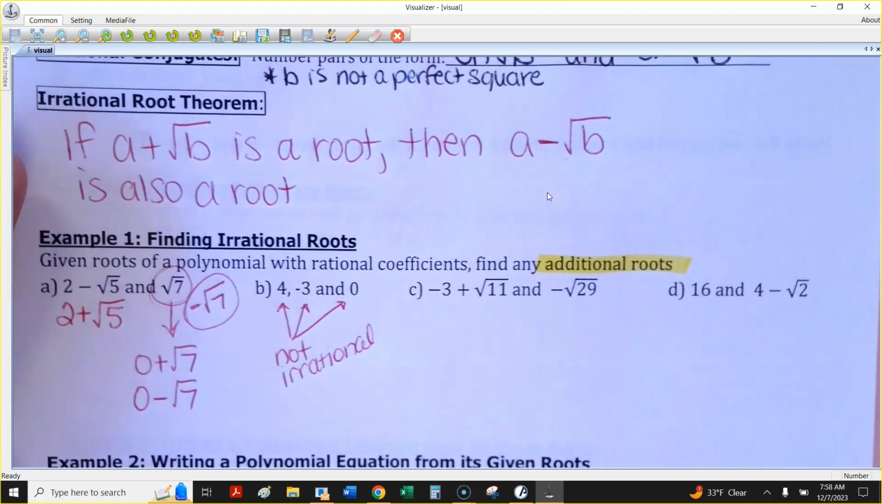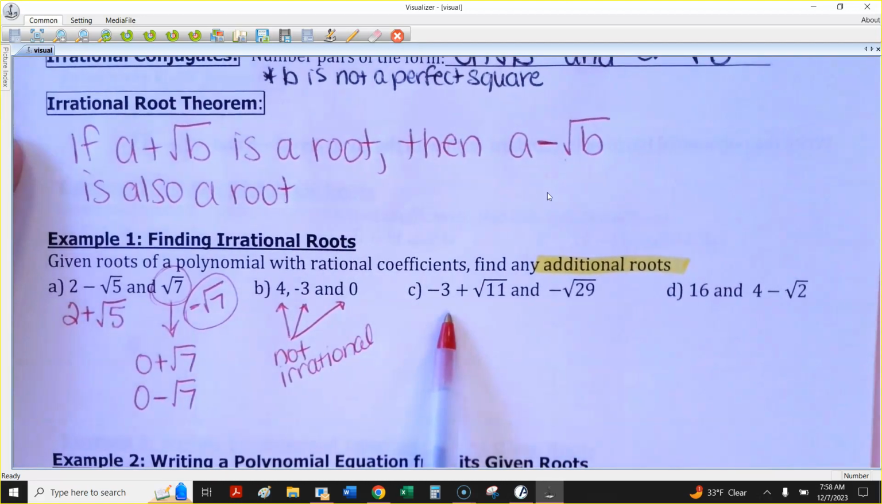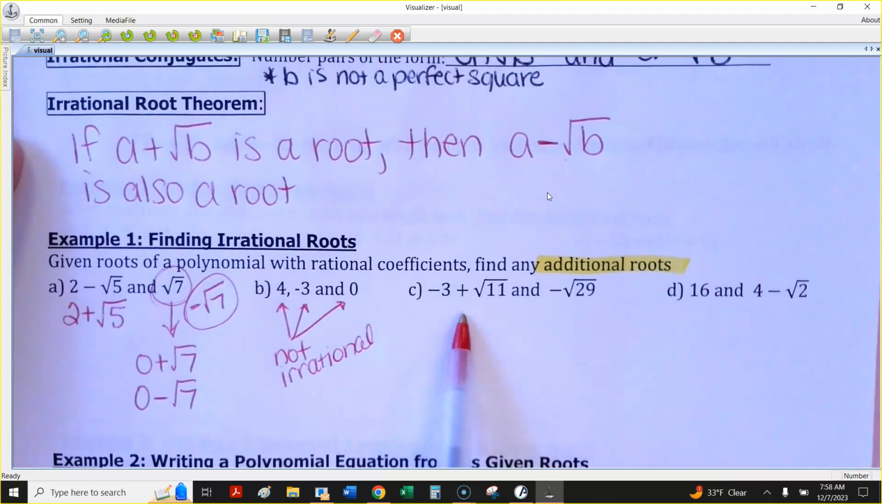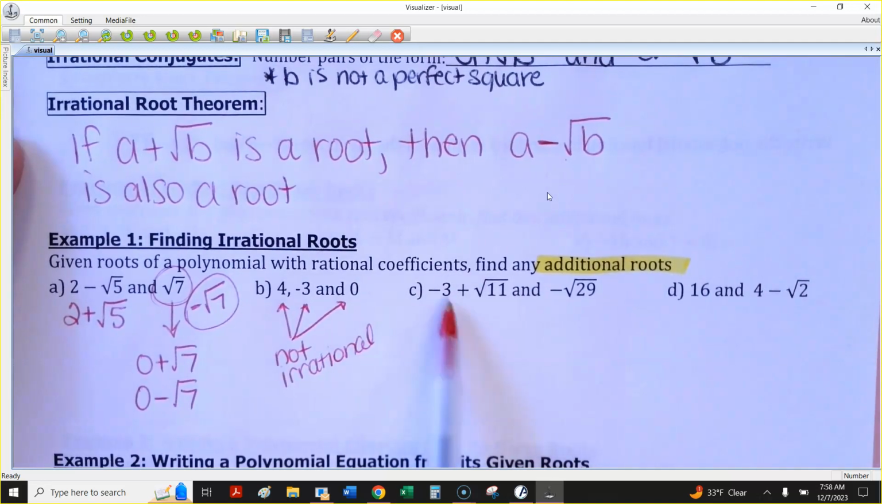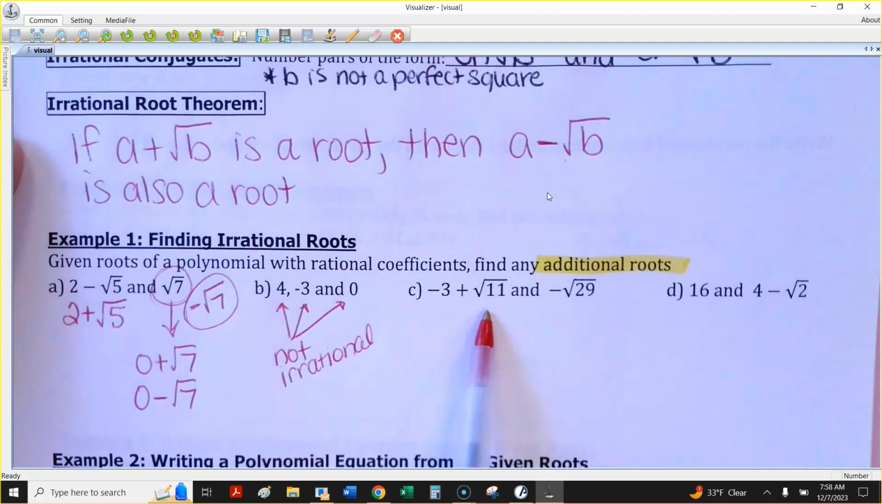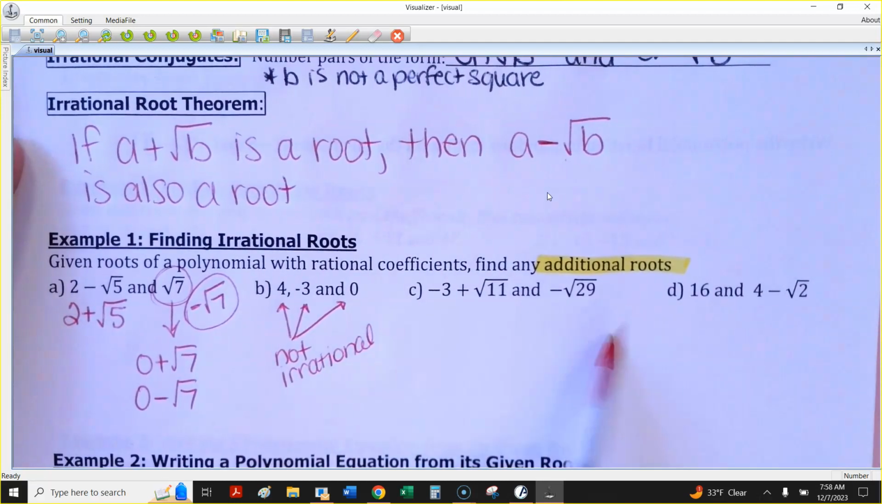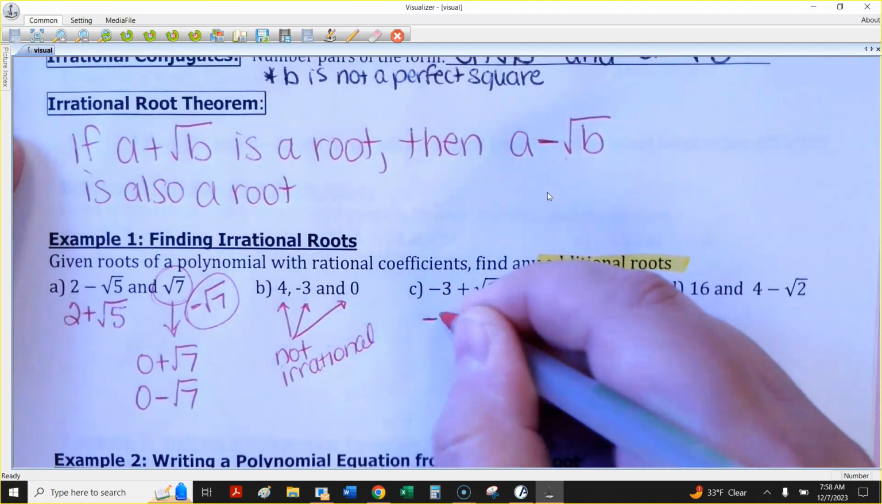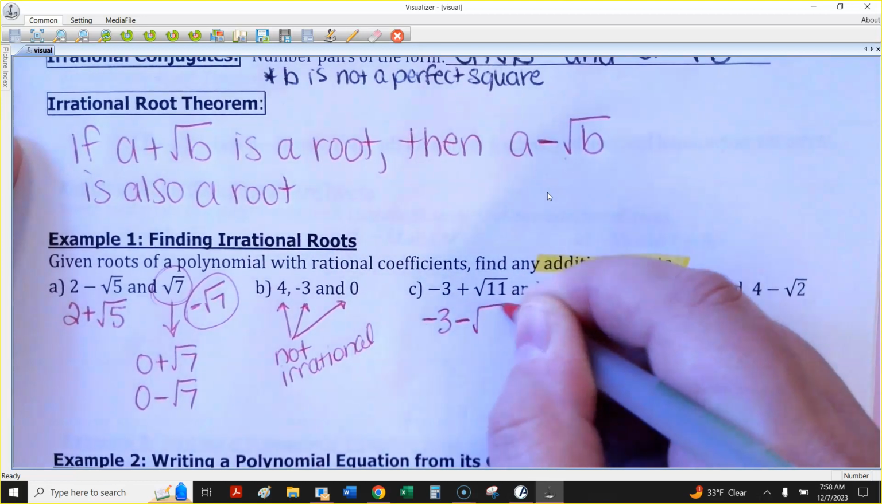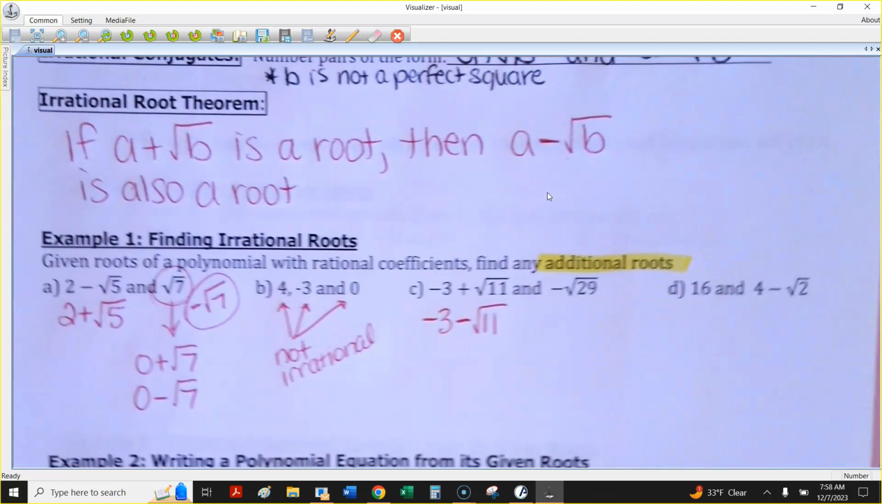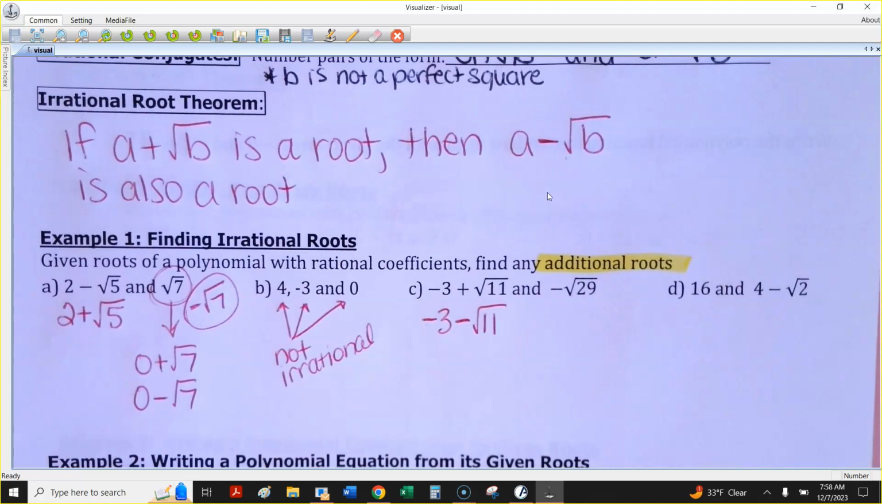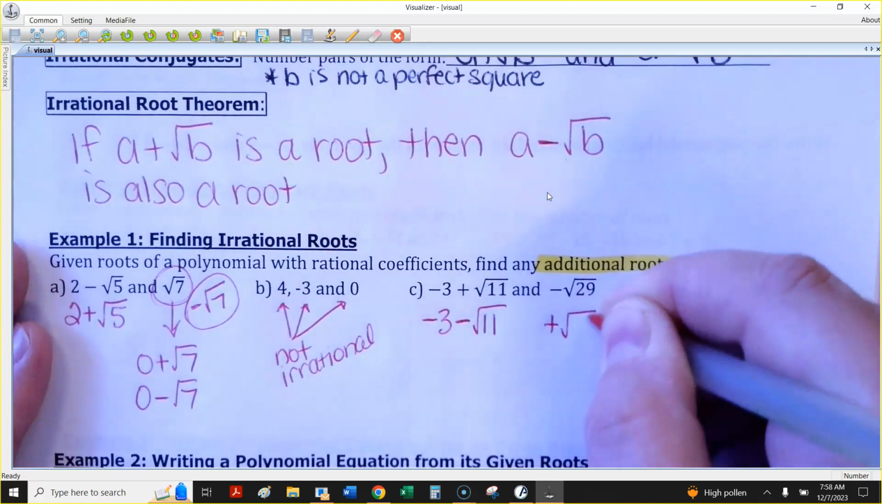All right, the one right next to it, this always trips people up. If you have an irrational number with 2 parts, I've got -3 plus the square root of 11. It does have an additional root, its conjugate. You only change the sign in the middle. You do not change that -3 out in front. So a conjugate, it's just change the sign in the middle. If it's a plus, then you change it to a minus to get the conjugate. If I have negative square root of 29, its conjugate would be positive square root of 29.